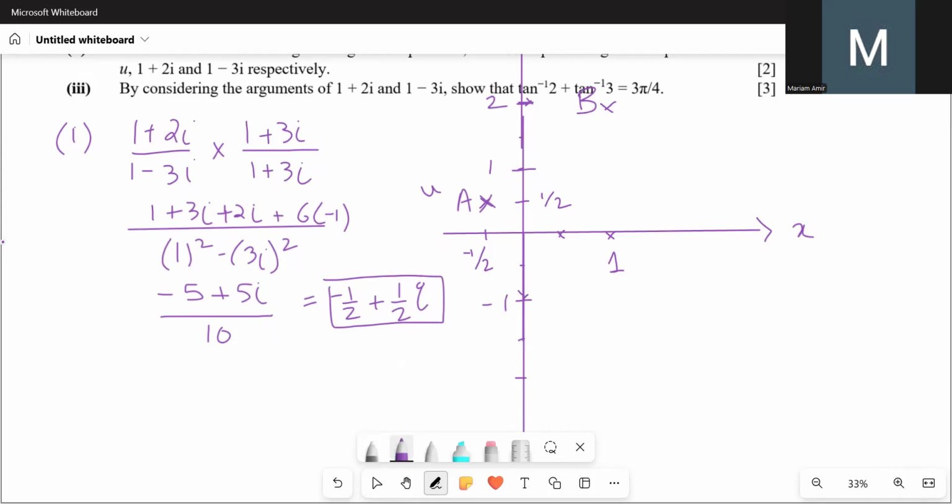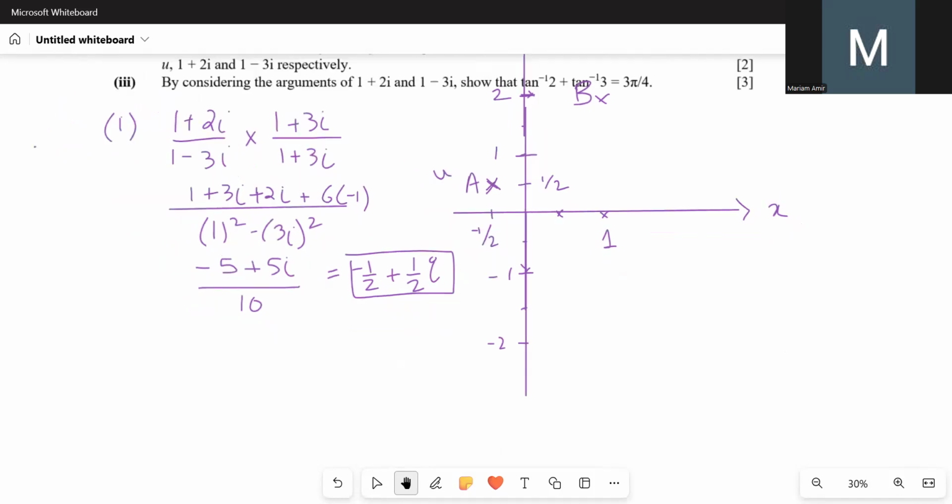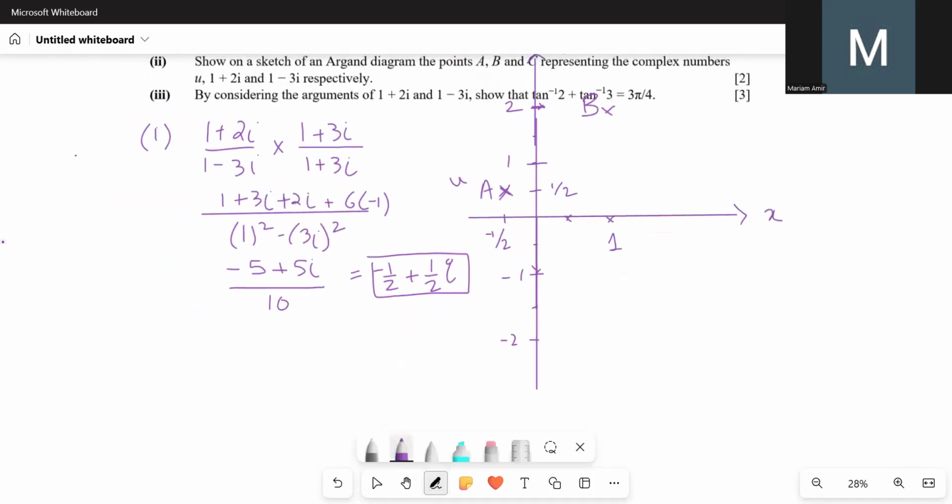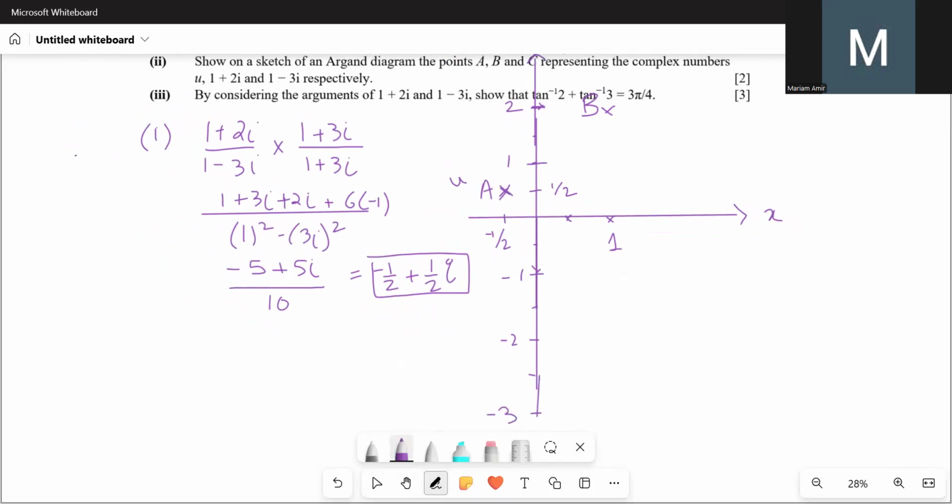Sorry, that's negative 1. I think I've chosen a bigger scale than I should have. So I have to go a lot down. So roughly over here, that's a negative 3, and that's the third point C. So these are my 3 points. And what do I do with these? I just had to sketch these on an Argand diagram.